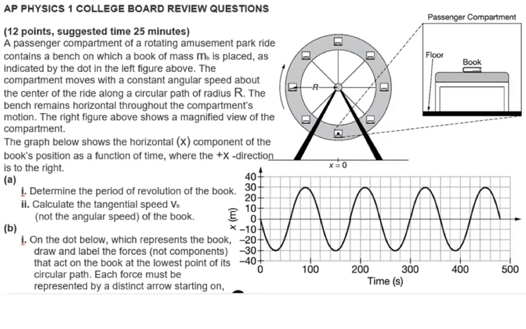Determine the period of the revolution of the book. Calculate the tangential speed VB, the velocity of the book, not the angular speed of the book.